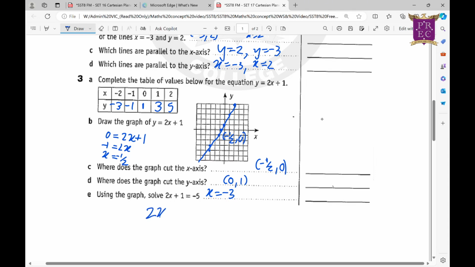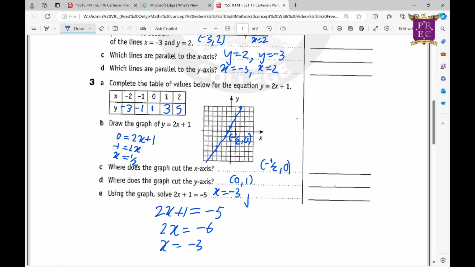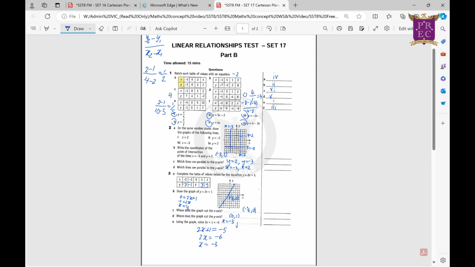Okay, so we're solving for x. We take the 1 to the other side. So -1, divide both sides by 2. X is equal to -3. So that's the answer. And that's it, guys. That's test 17, part B for you.